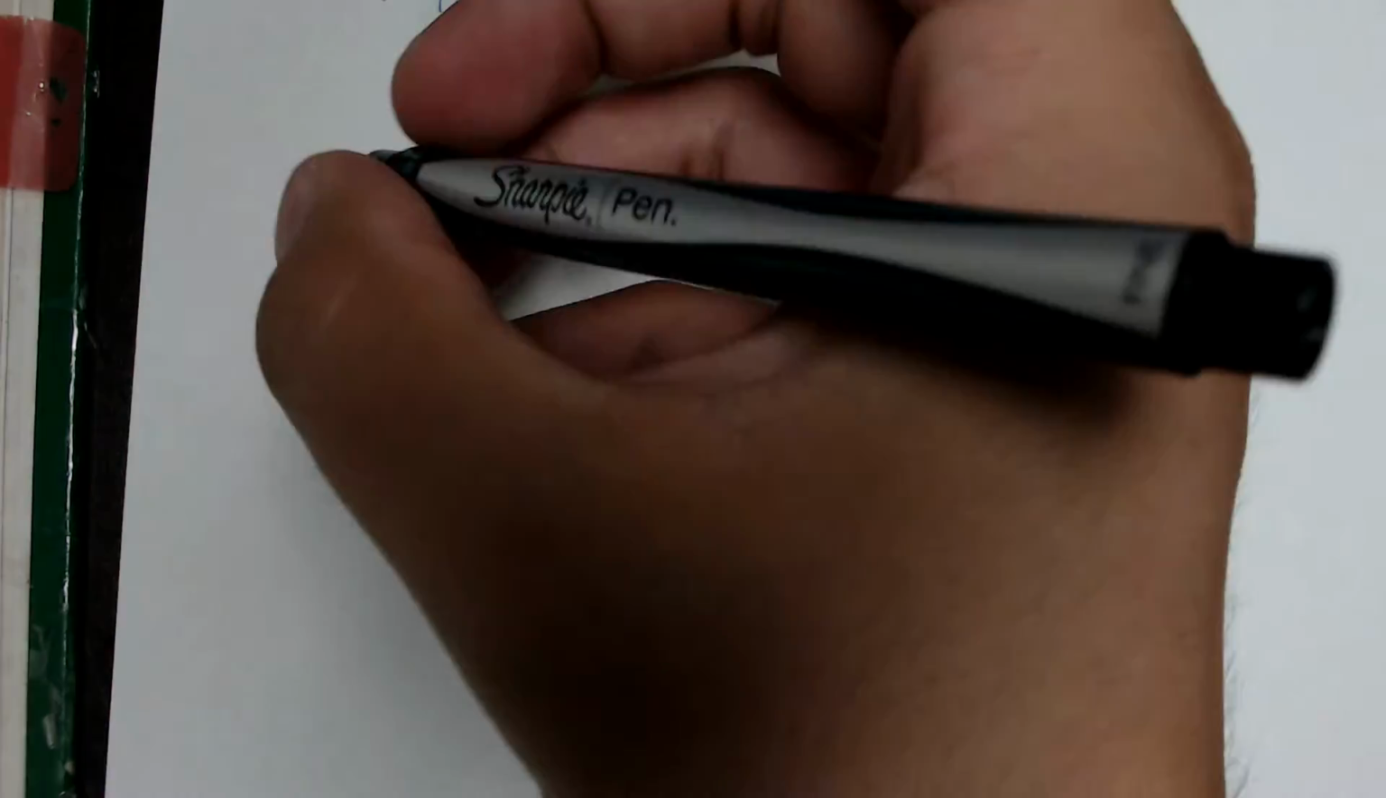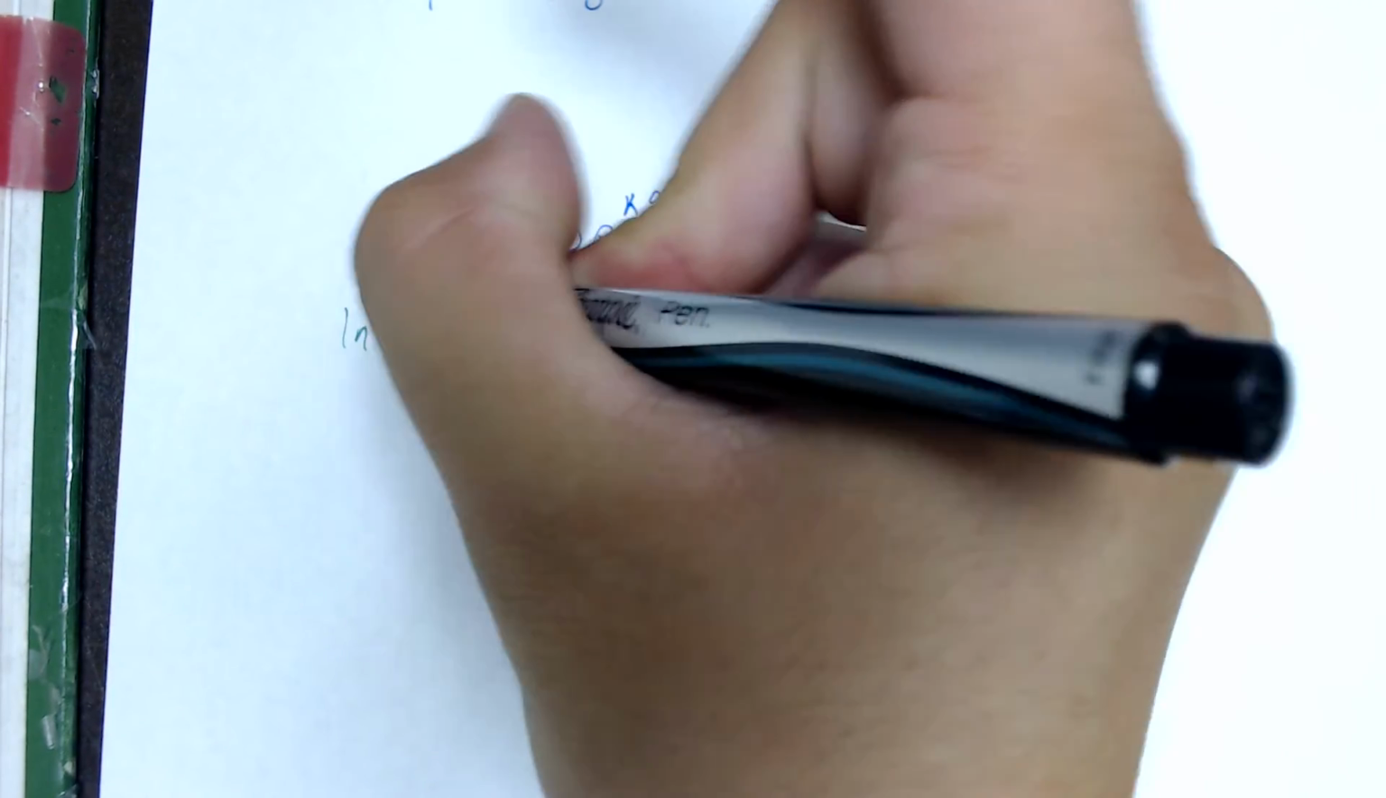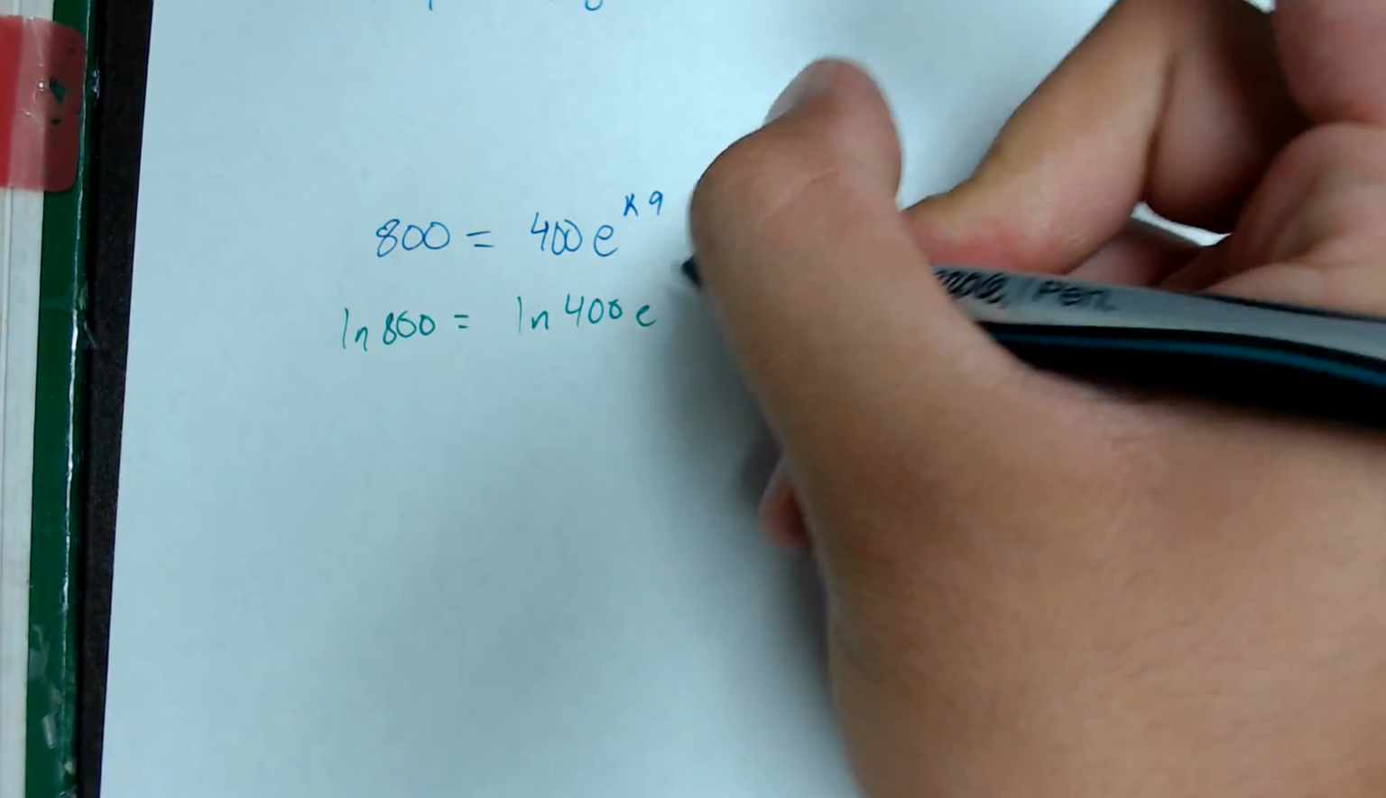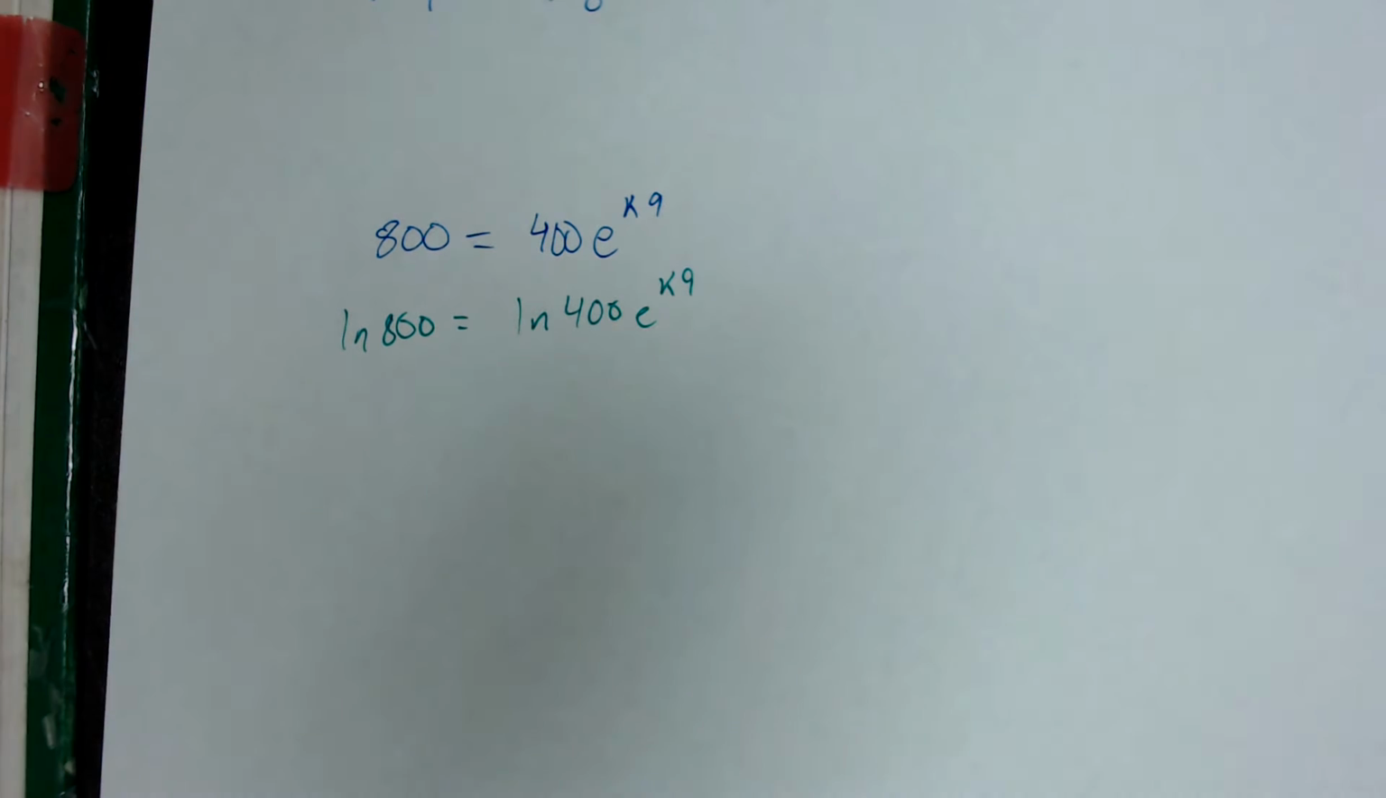So I'll go ahead and take the natural log of 800, and then the natural log of 400 times e to the power of k9.